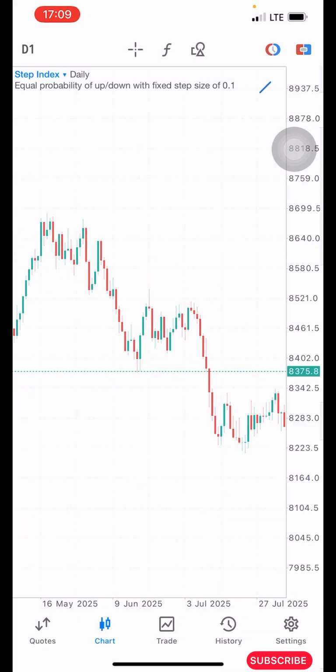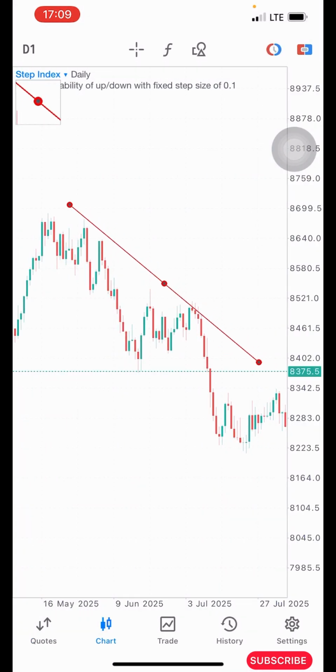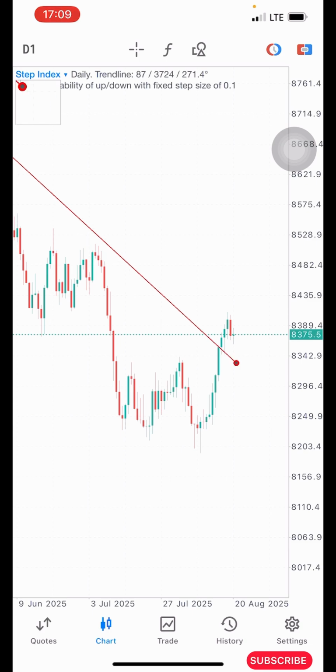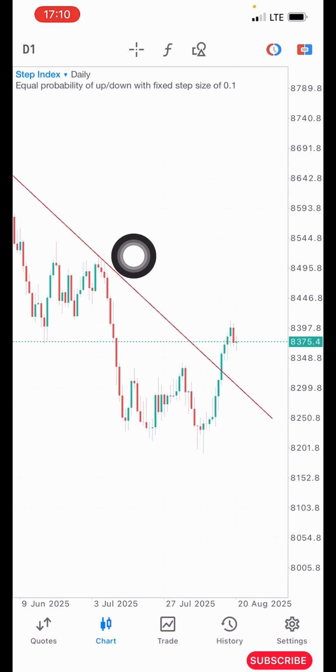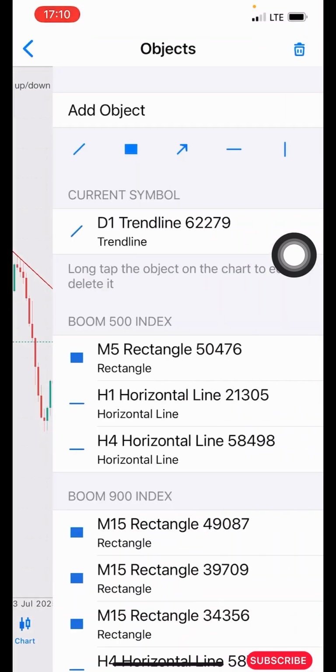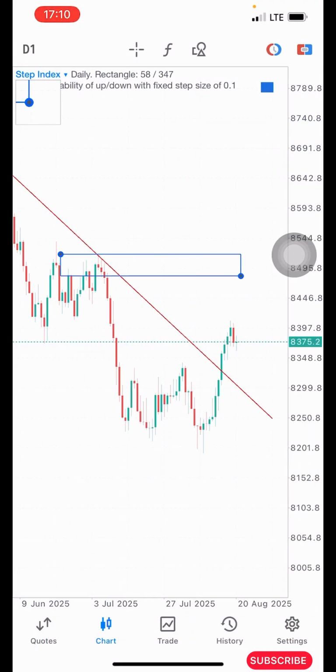Here on the daily, this is what I'm seeing. You can see that price is kind of changing to the upside, switching direction currently, and this is the area of target right now, judging from the daily time frame.